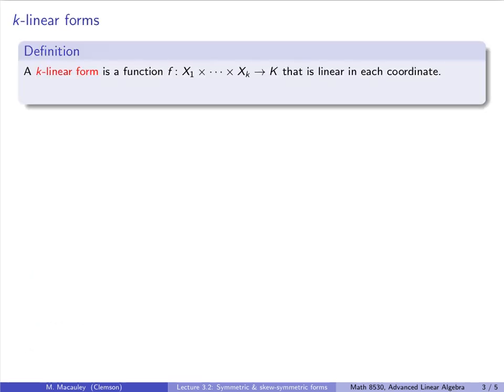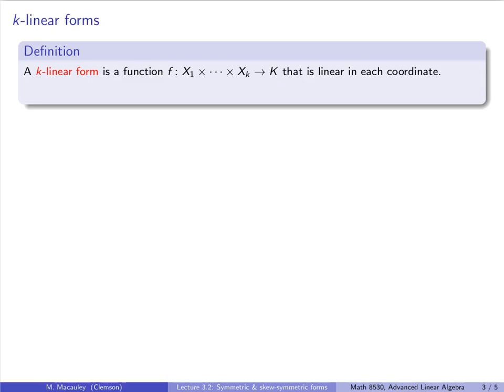Here's the formal definition. Now, I'll often do this. I won't define what all of these terms are because I think it should be clear from the context. So clearly, all of these are vector spaces. We can assume that they are finite dimensional, and all of them are over the field K.